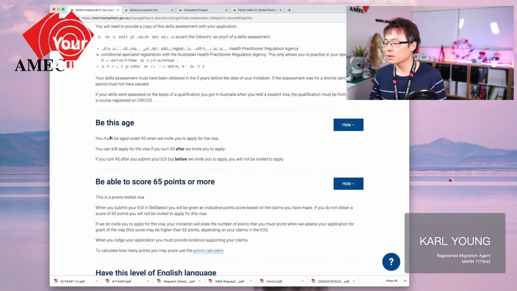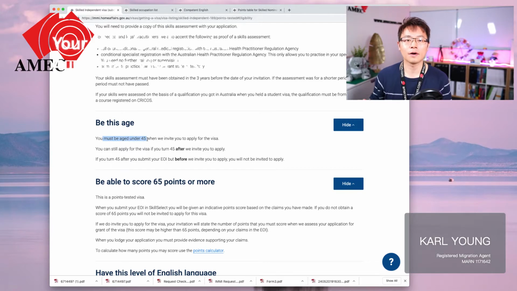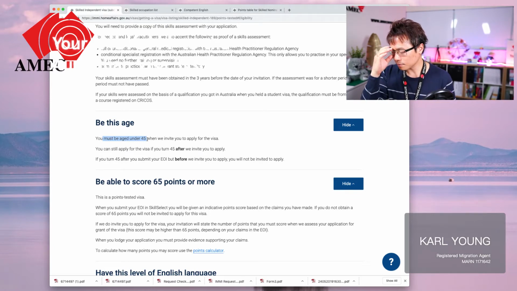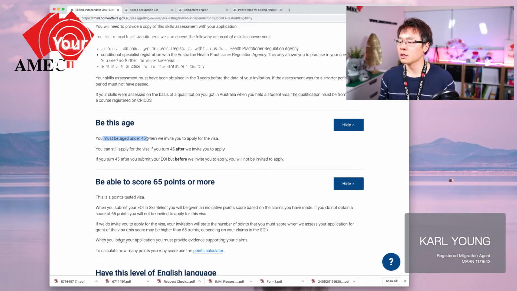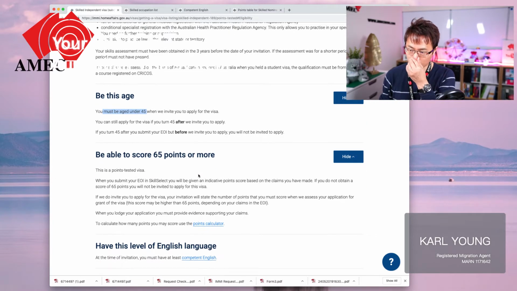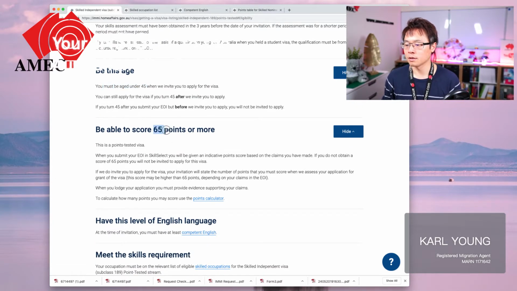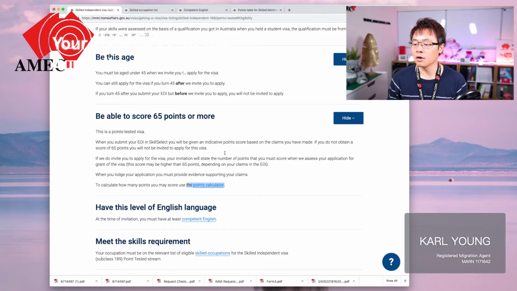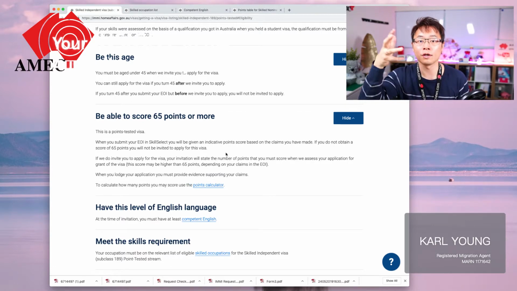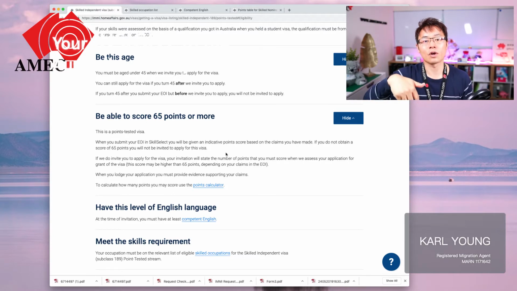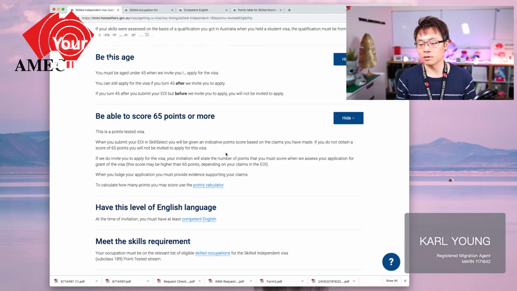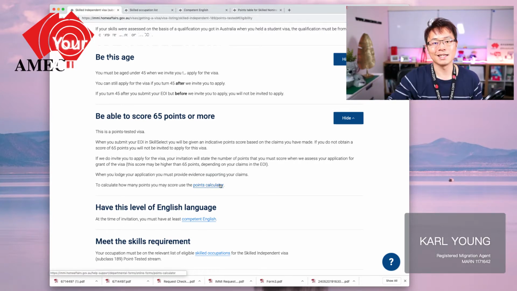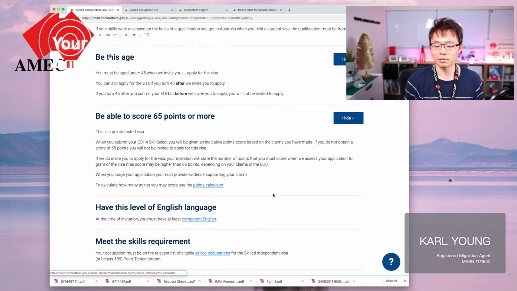Now, you have to be under the age of 45. If you're above 45, you cannot do this visa anymore. This was reduced a number of years ago, and whether they are going to change it, we do not know. You need at least 65 points, and you can see there's a points calculator here. You can jump into this website as well, or if you want a direct link, leave your comment and I'll send it to you so you can play around with this calculator. I will take you to a further page with a detailed points table so we can explain it further.